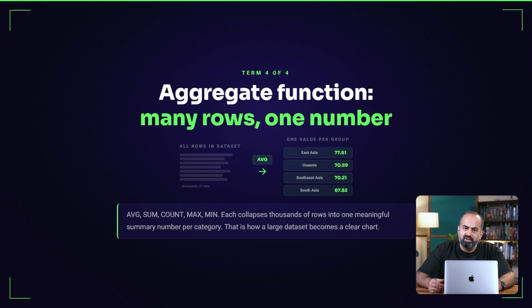So, in simple words, metric equals what we measure. Dimension equals how we group it. Aggregate function equals how Superset calculates the final number. That is how a large dataset with many rows and columns becomes a clear chart.